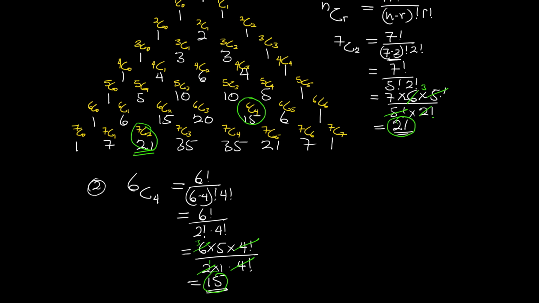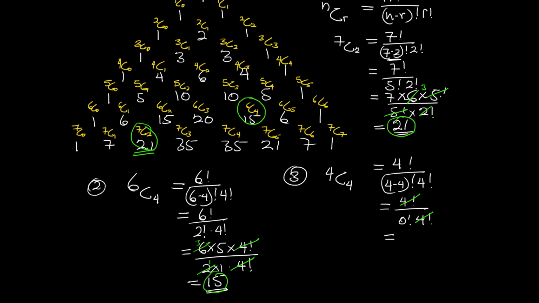Okay, I hear somebody say we should take the last one. The last one is 3. So we have 4 combination 4. Let's see what that one also gives us. 4 factorial over 4 minus 4, all factorial, times 4 factorial. This one gives us 4 factorial over 0 factorial times 4 factorial. And as usual, we have 4 cancelling 4 factorial. The answer is 1, because 0 factorial is 1.